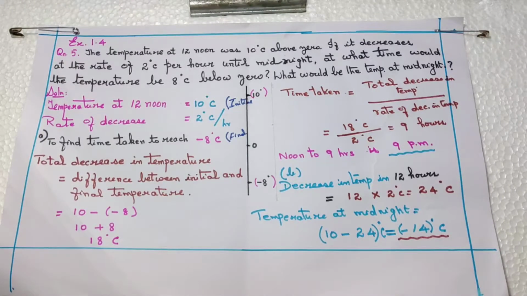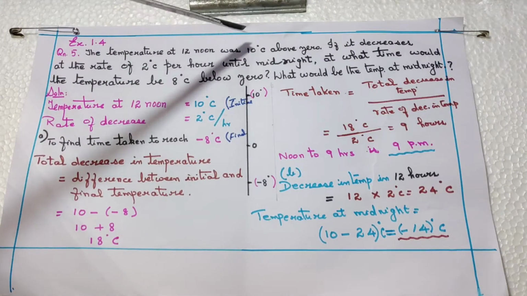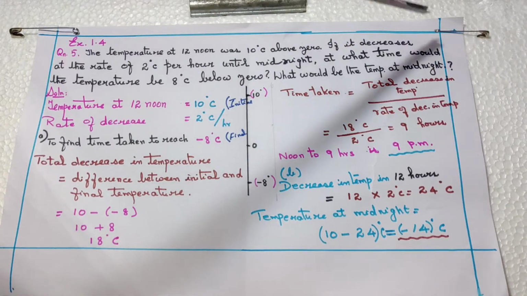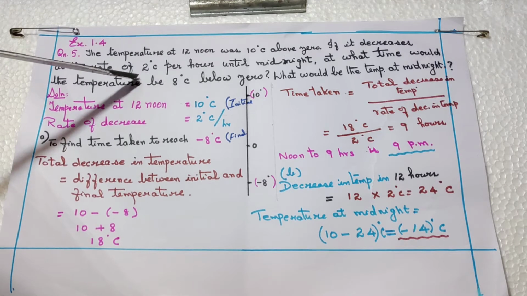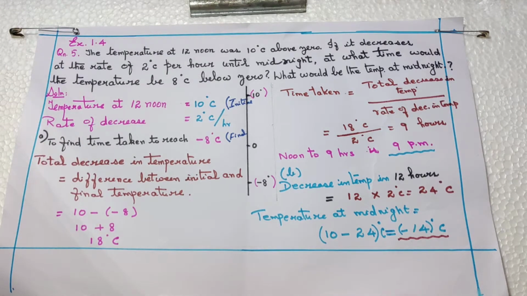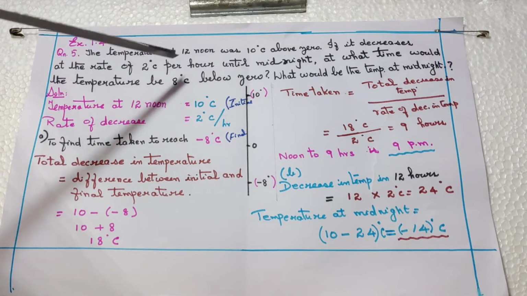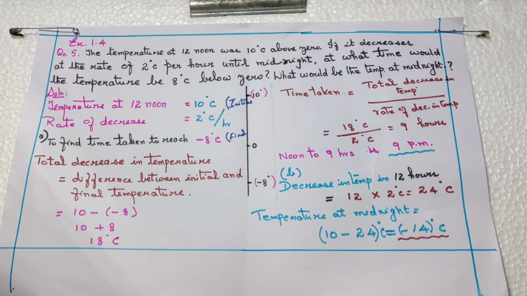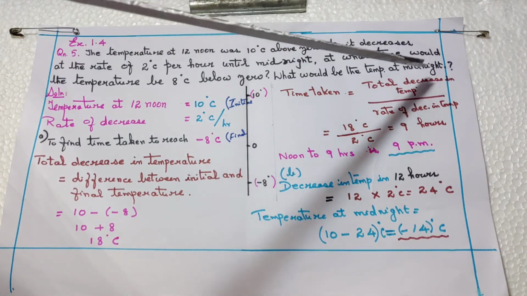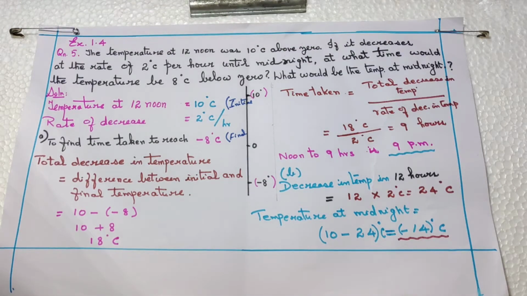Today we will continue with the exercise 1.4, question number 5. The question reads as: the temperature at 12 noon was 10 degrees Celsius above zero. If it decreases at the rate of 2 degrees Celsius per hour until midnight, at what time would the temperature be 8 degrees Celsius below zero? What would be the temperature at midnight?